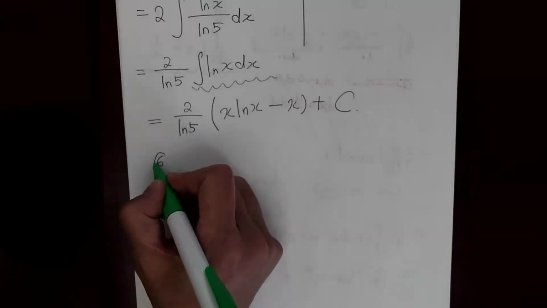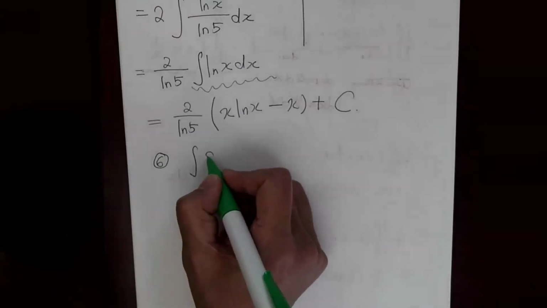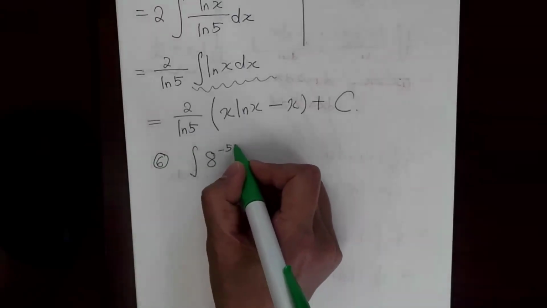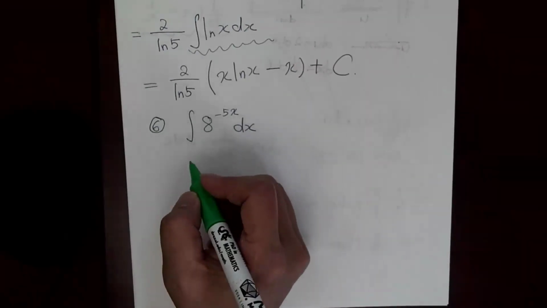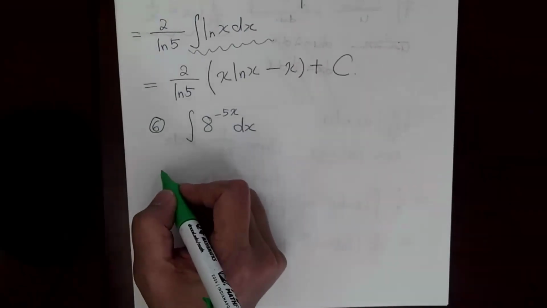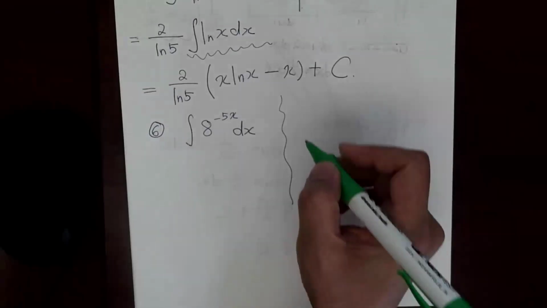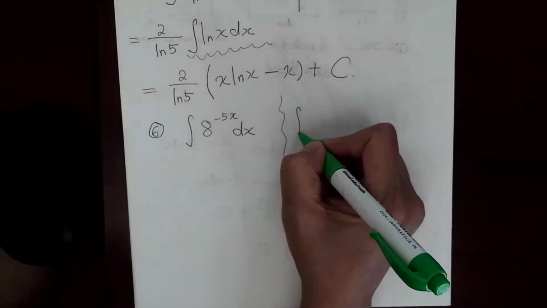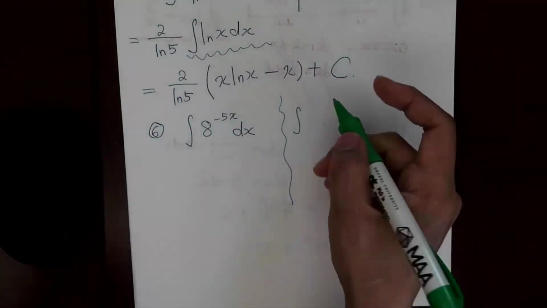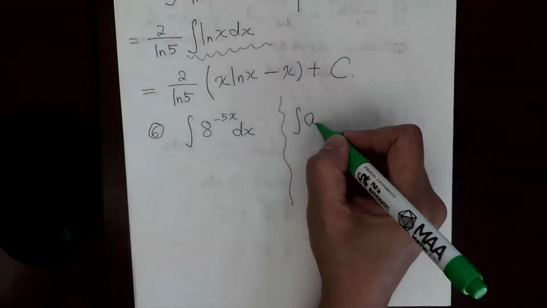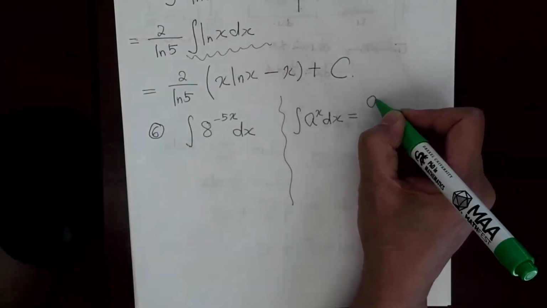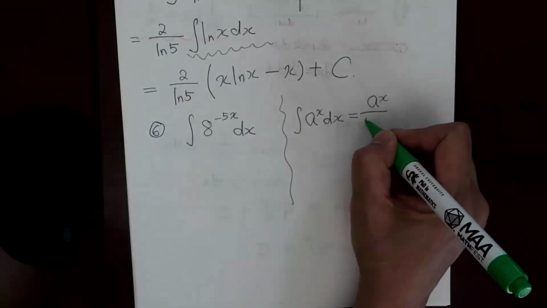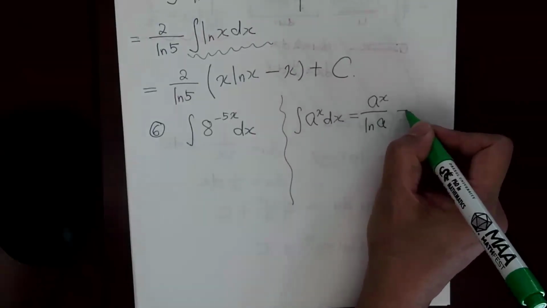The next question is integration 8 to the minus 5x dx. The formula you learned about this type of integration is integration a to the x dx is a to the x over natural log of a plus c.